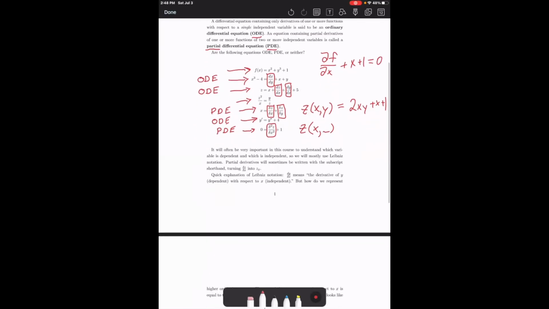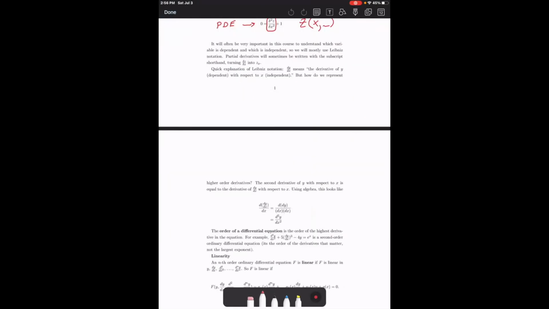Okay, moving on. It will often be very important in this course to understand which variable is dependent and which is independent. So we will mostly use Leibniz notation. Note how the y prime notation is very quick and easy to write, but it doesn't tell you what the independent variable is. It doesn't tell you what you're taking the derivative of y with respect to. So while we will sometimes use this, in this course, we're mostly going to be using the Leibniz notation because there's just more information in the Leibniz notation.